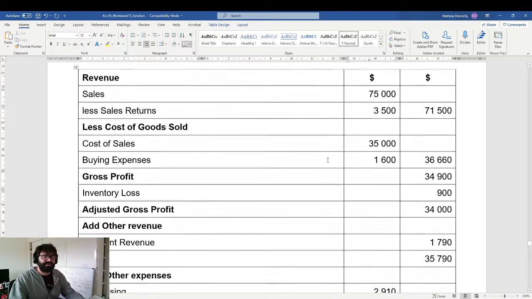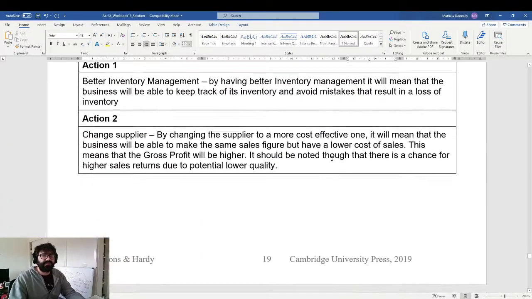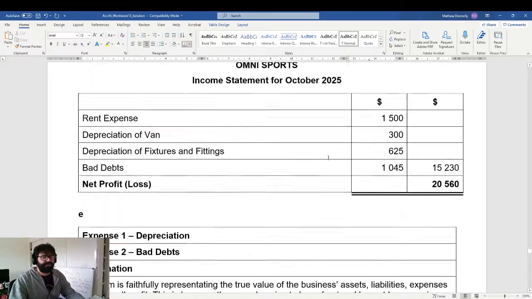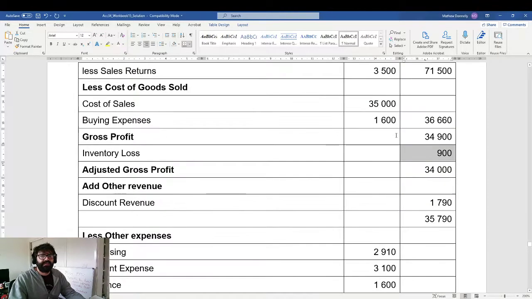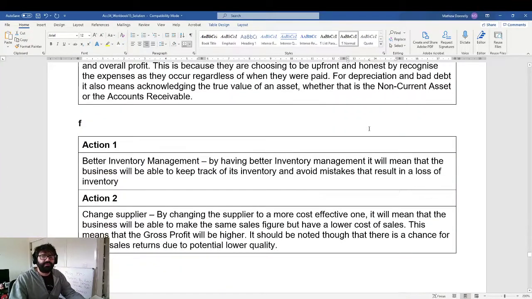We have to look at two strategies. The two strategies we picked as a class were better inventory management, to prevent inventory loss, and the other one we looked at was cost of sales. So let's see what we put. By having better inventory management, the business will be able to keep track of its inventory and avoid mistakes that result in a loss in inventory. So it means keeping better track, not having loss of inventory, not having that expense, higher adjusted gross profit.